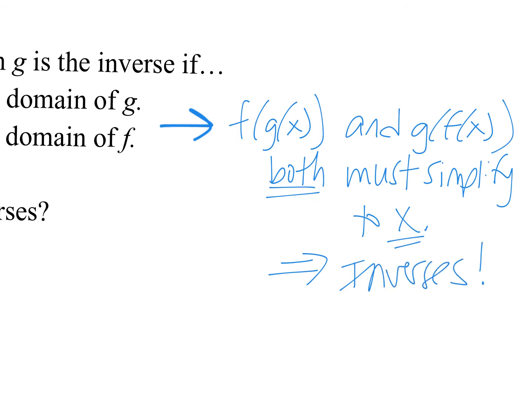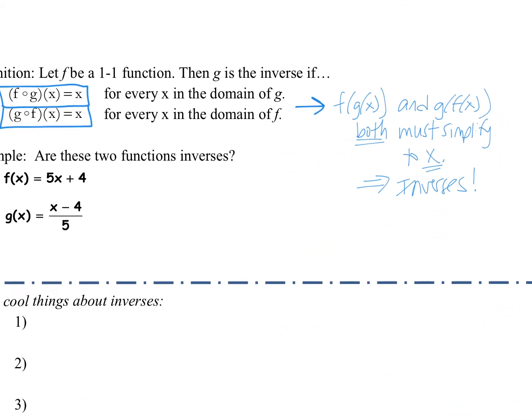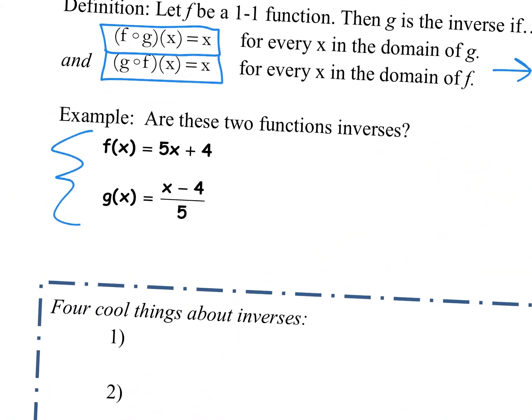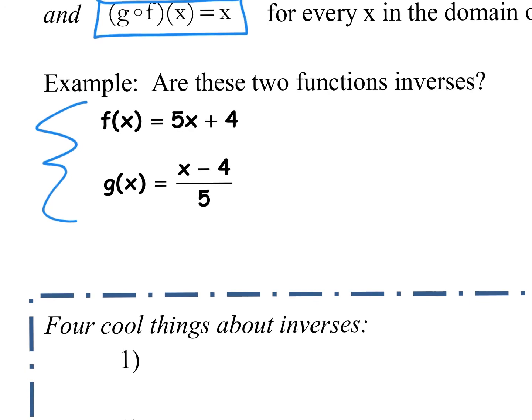Okay, so we'll probably review f of g of x and g of f of x. They both must simplify to x, and if they do that, then they are inverses. So that's our definition. So let's look at this first example. What I'm trying to determine is, are they inverses?